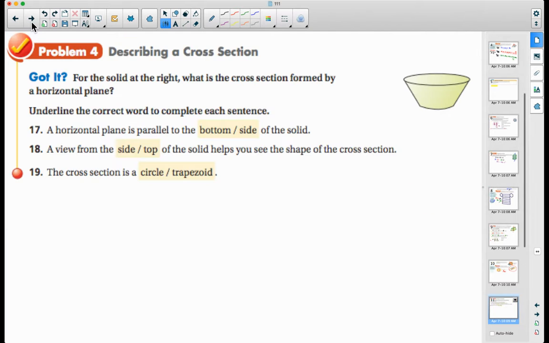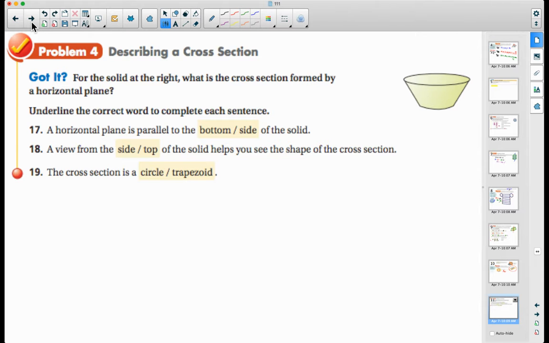Good. All right, describing a cross section. Go ahead and pause the video and try this one on your own. Okay, got number 4 for the solid at the right. What is a cross section formed by the horizontal plane? Underline the correct word to complete each sentence.